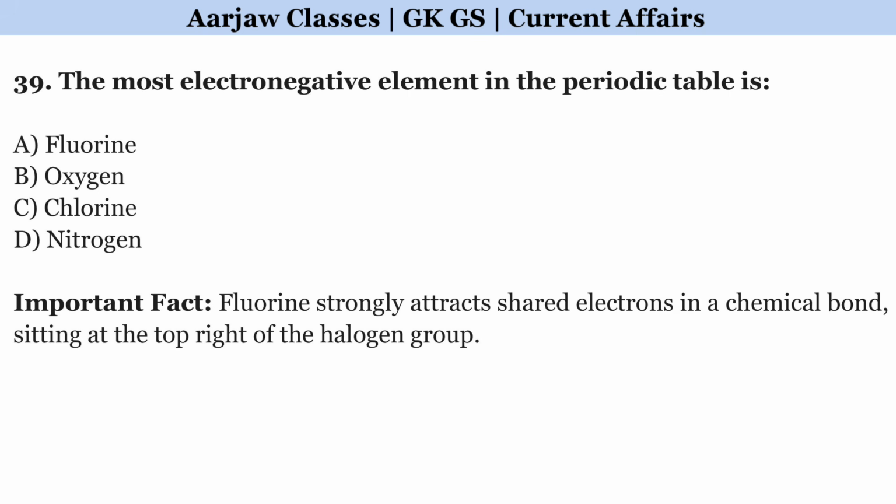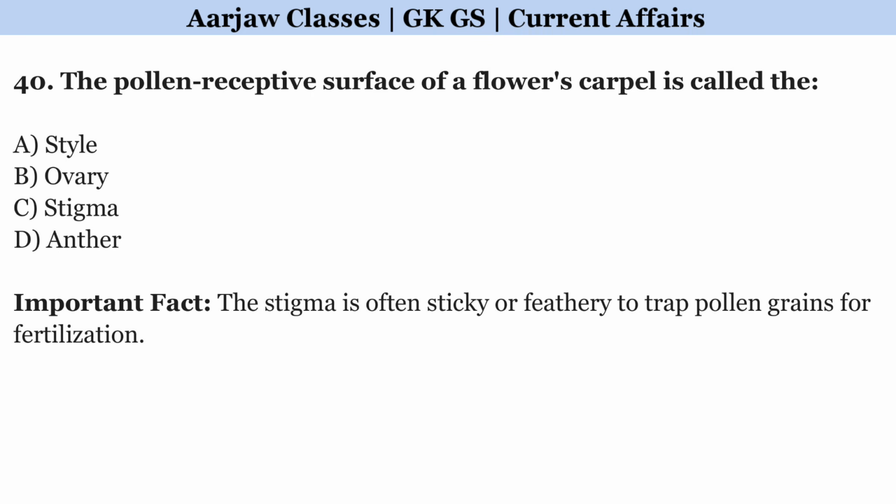The most electronegative element in the periodic table is? Correct option is A. Fluorine. The pollen receptive surface of a flower scalpel is called the? Correct option is C. Stigma.